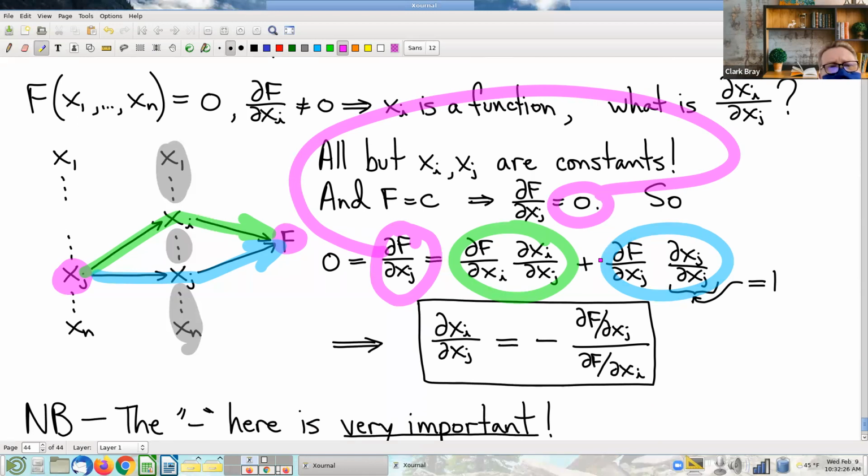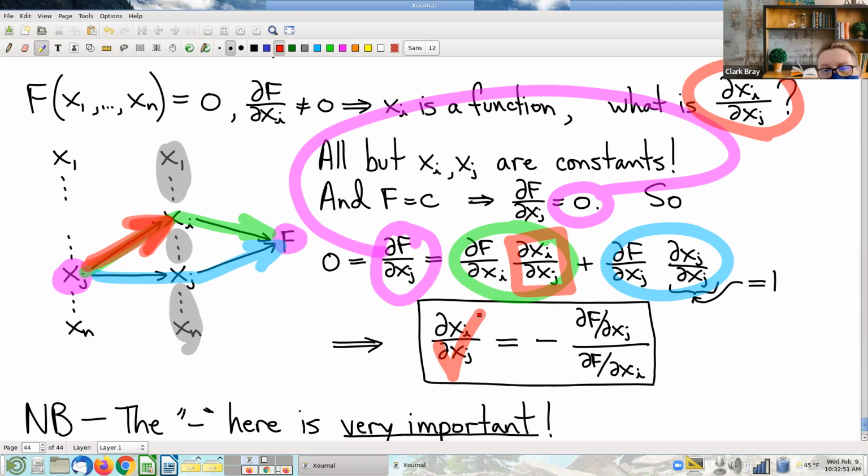And by the way, it's easy to lose track. What was I interested in again? Why am I doing all this? I'm doing all this because what I'm interested in is the partial of xi with respect to xj. I'm trying to find that one partial, which is right there. So you solve for it, and that's what the answer ends up being.